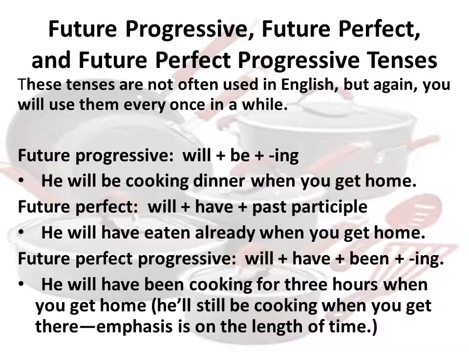And the future perfect progressive has everything in there. It has will, have, been, plus the ing verb. He will have been cooking for 3 hours when you get home. So that means he's still cooking when you get there, but the emphasis is on the length of time. Notice that there's for 3 hours. So that means he started cooking, he's still cooking. He's been cooking for 3 hours, and then you get home. I know, that's a tough one, but it really expresses what it means.